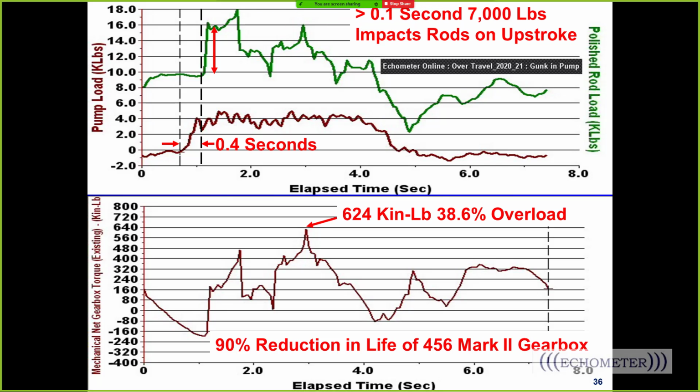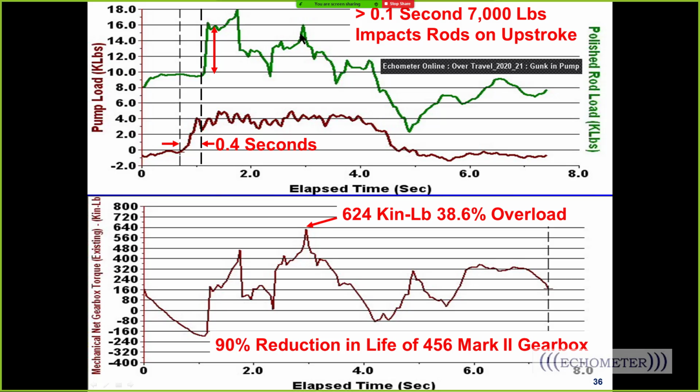Right. So when we talked about torque on the gearbox, we did an Ask Echometer presentation about net torque on the gearbox. This is the net torque on the gearbox. When you calculate the net torque, you take the rod torque minus the counterbalance torque. So this is the rod loading, and you take the rod loading minus structural imbalance times the torque factor. Right there is the rod loading at the polish rod minus structural imbalance times the torque factor, that torque value right there.